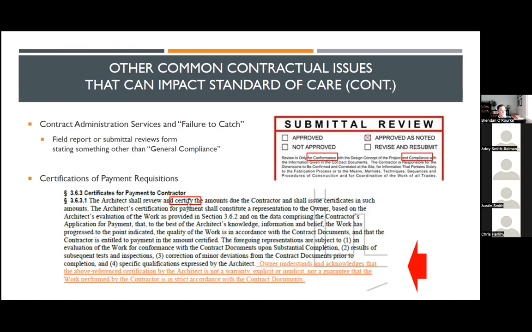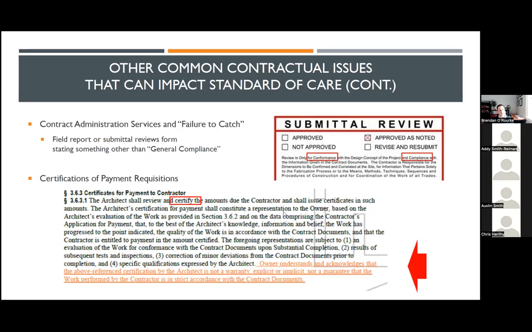Certify gets close, or runs close, to providing a warranty or a guarantee of an end result. So whenever I see the term certifications being used in a contract, I will add language to reestablish the fact that the owner is acknowledging that the above referenced certification is not a warranty nor a guarantee that the work performed by the contractor is in strict accordance with the contract documents.